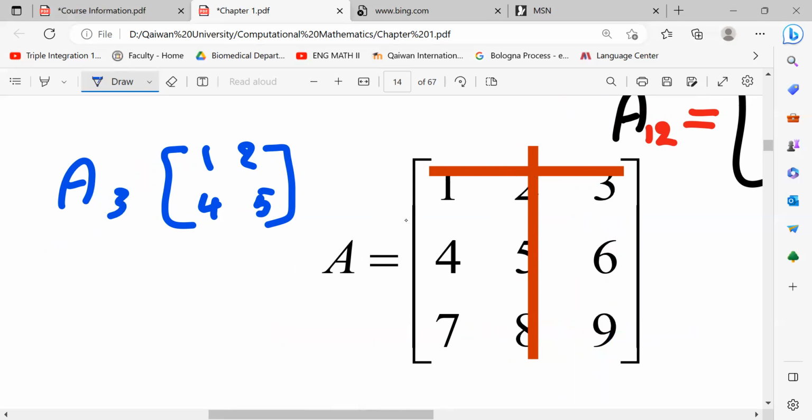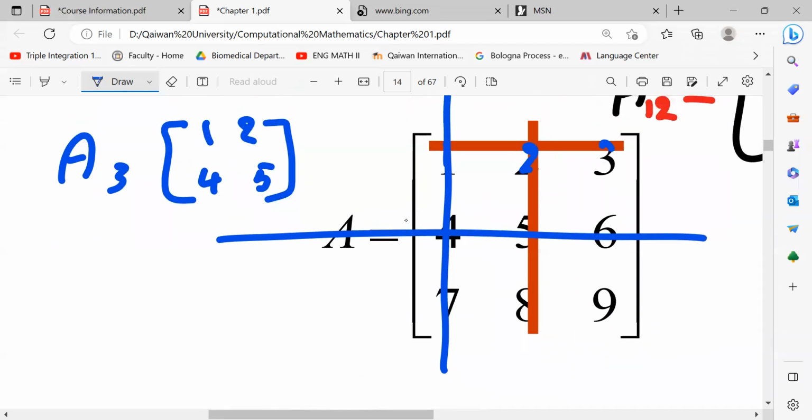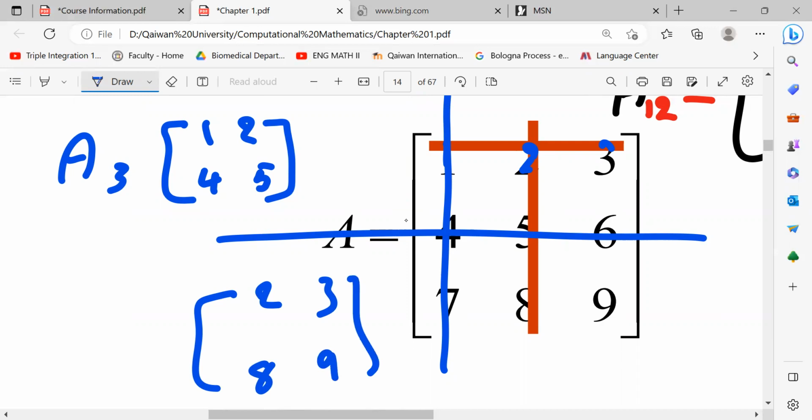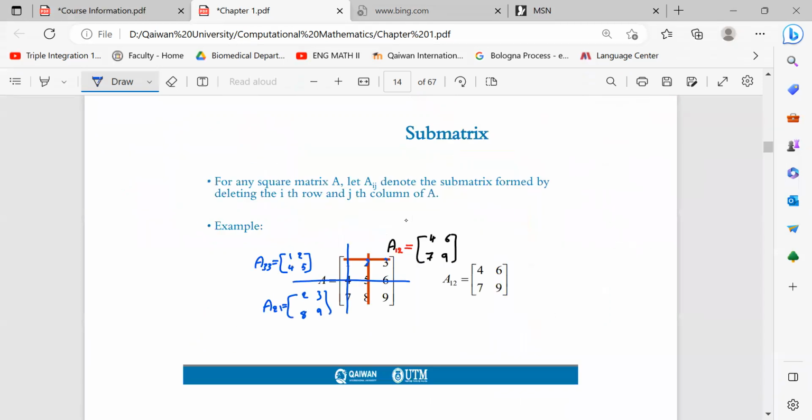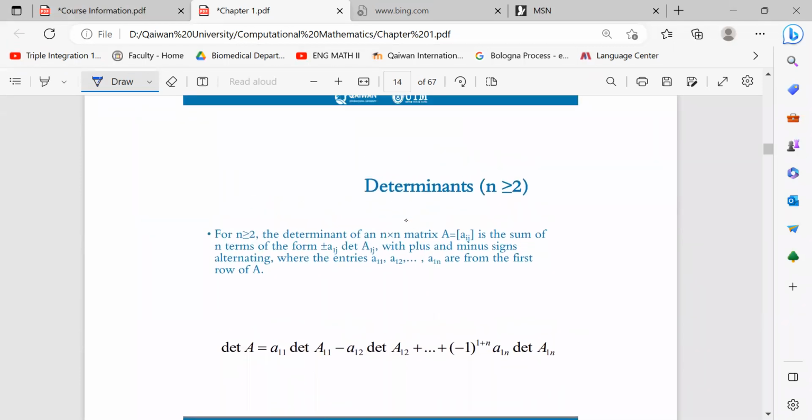How about if you remove this column and this row? What's left? 2, 3, 8, 9. What's the name of this submatrix? A21. That's how to check submatrices and how to name them. So it's enough for now. Let's take a break.